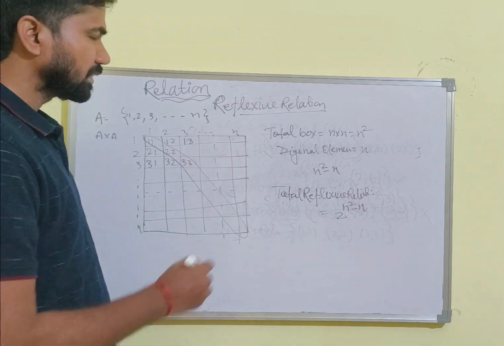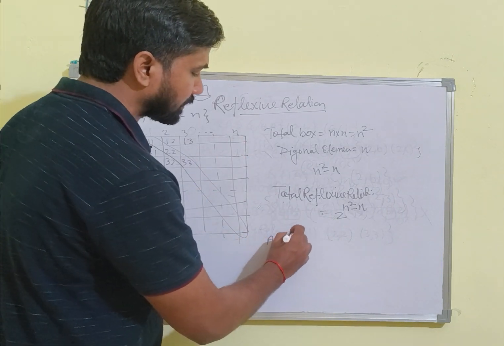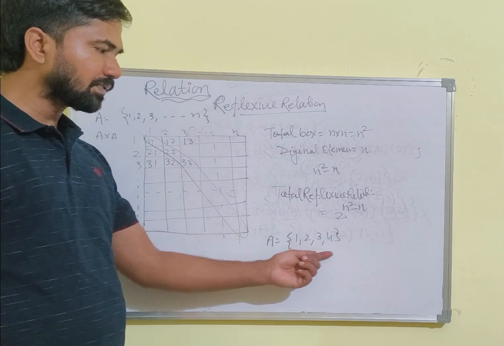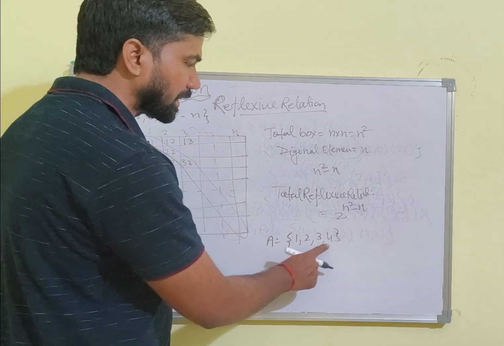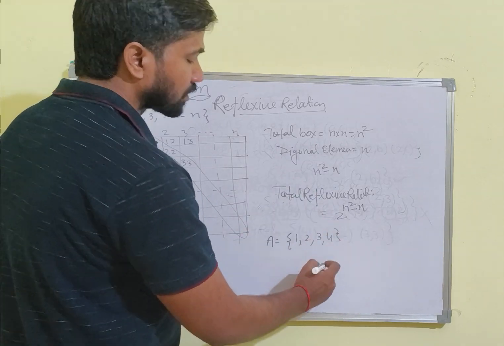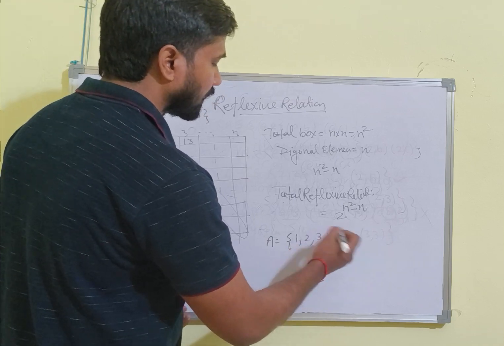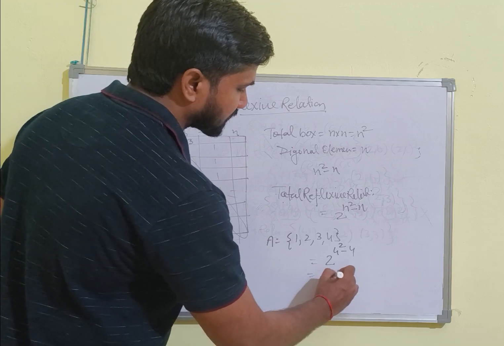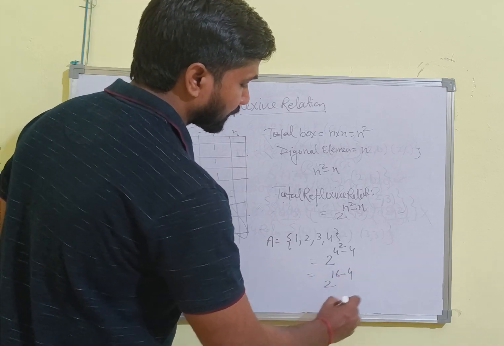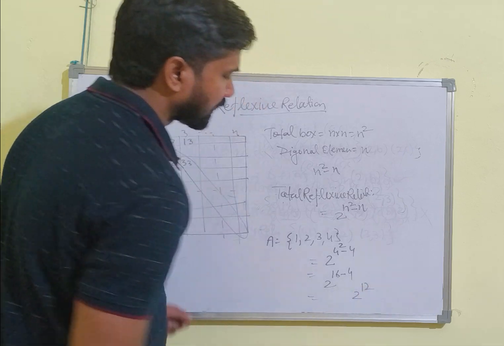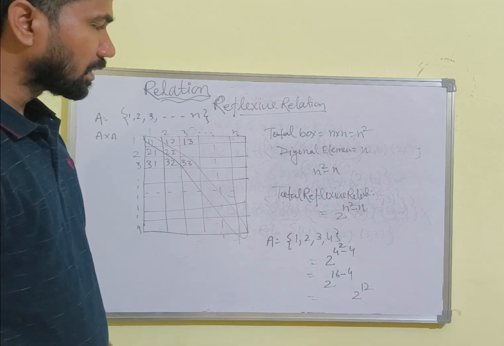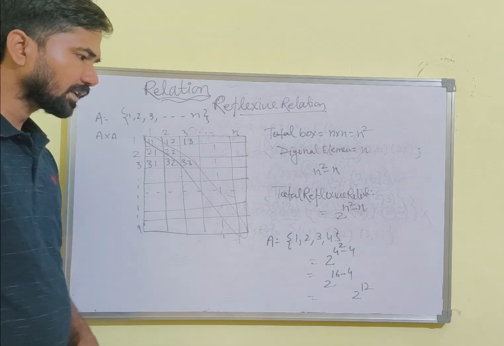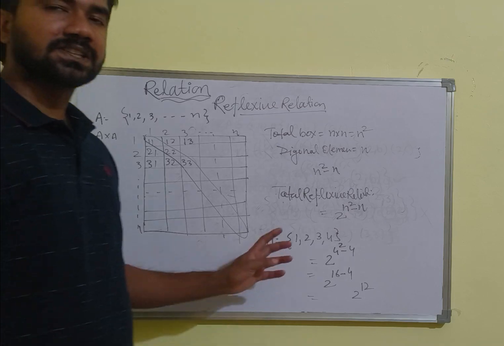Let's see one small example. Suppose A is given as 1, 2, 3, 4. If they ask how many reflexive relations are possible, n equals how many elements? 4 elements. So what do we need to write? 2 power 4 square minus 4. So 2 power 16 minus 4, that is 2 power 12. So 2 power 12 reflexive relations are possible. Any problem? I hope it is clear.